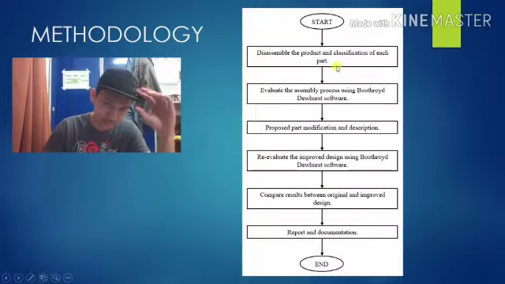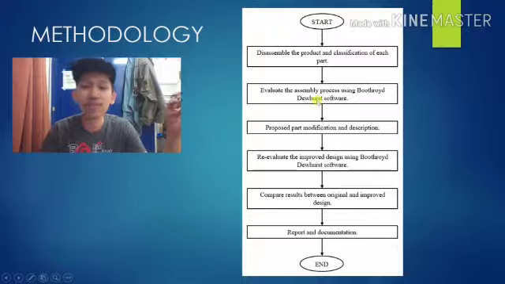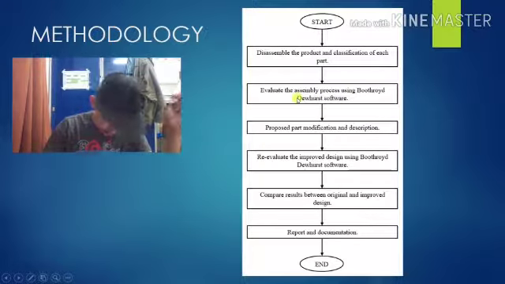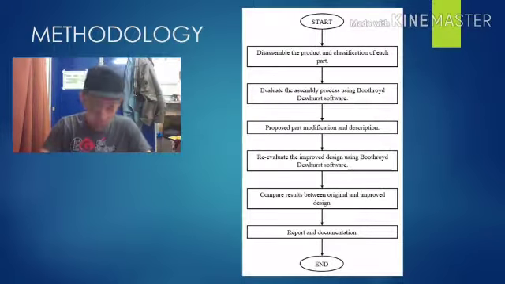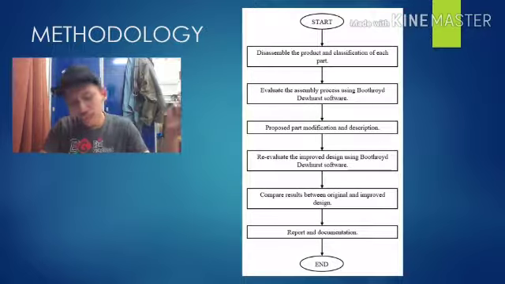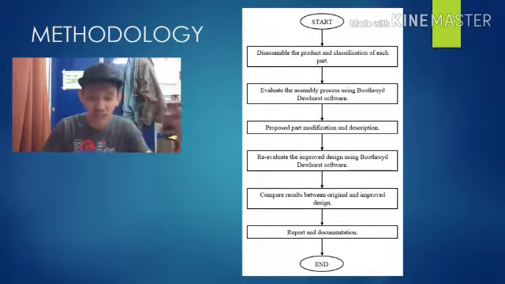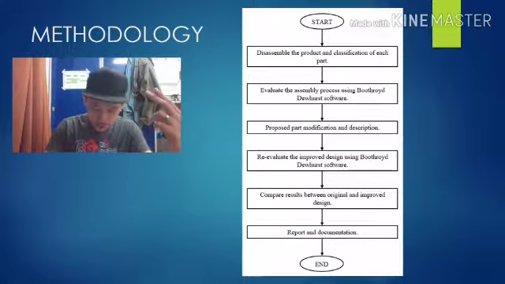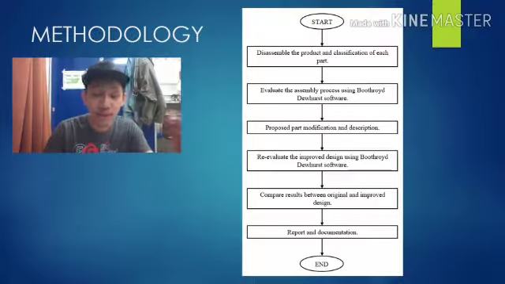The next step is to evaluate the assembly process using the Boothroyd-Dewhurst software. The Boothroyd-Dewhurst manual evaluation worksheet is used to evaluate each part in terms of part handling and part insertion, which have two digits that will be given to aid the evaluation process.